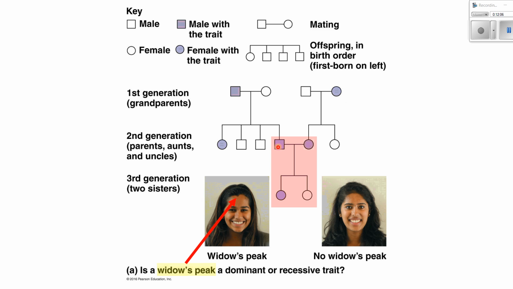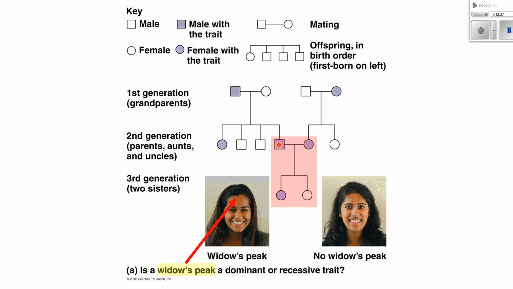These are their parents, and this girl does have widow's peak, so she is shaded in, and the girl that does not have widow's peak is not shaded in. And so the question that we have to answer for this one is, is widow's peak a dominant trait, or is it a recessive trait? Well, you can answer that pretty easily by just looking at this family.